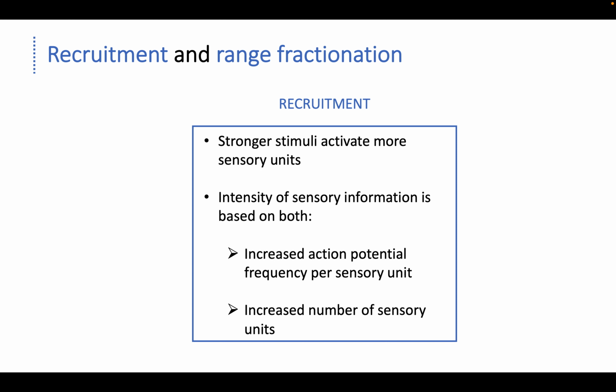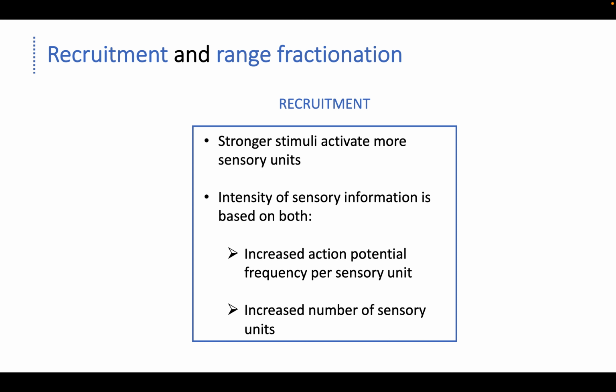So we talked about sensory units previously. That's one axon of one neuron with all of its receptors. So if you increase more sensory units, and if you have a stronger stimulus and that generates more action potentials in that sensory unit, if you put those two together, those two things lead to our perception of this is a strong stimulus, this is a medium stimulus, this is a weak stimulus, okay?